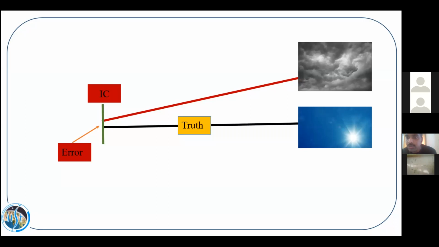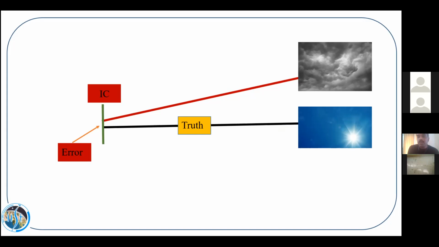The truth shows that it is very sunny weather. So what's wrong with that? Assuming the model is perfect, the problem has happened with the initial conditions. A small deviation in the initial conditions has caused the model to evolve in a different direction, and it gave very wrong information about the future. So just understand that the NWP model is highly sensitive to initial conditions.